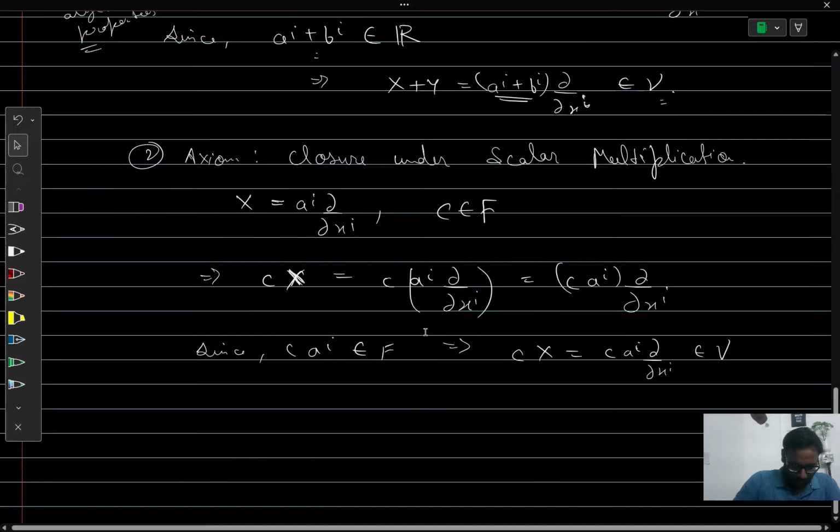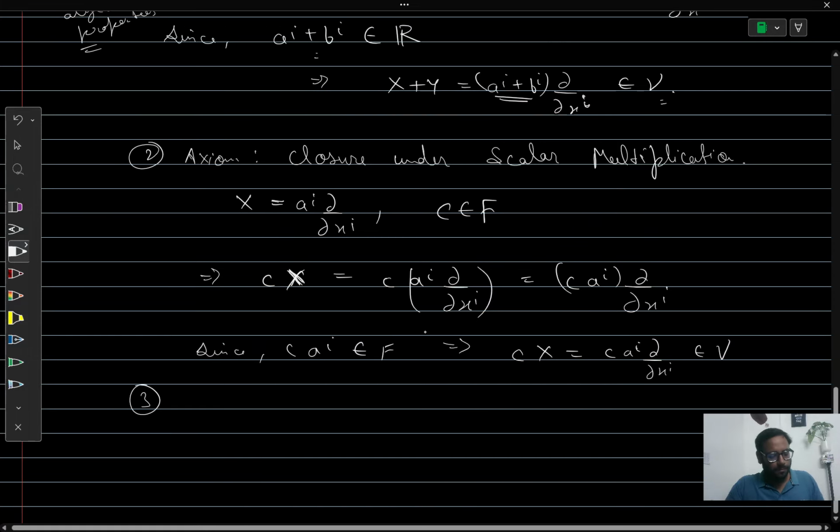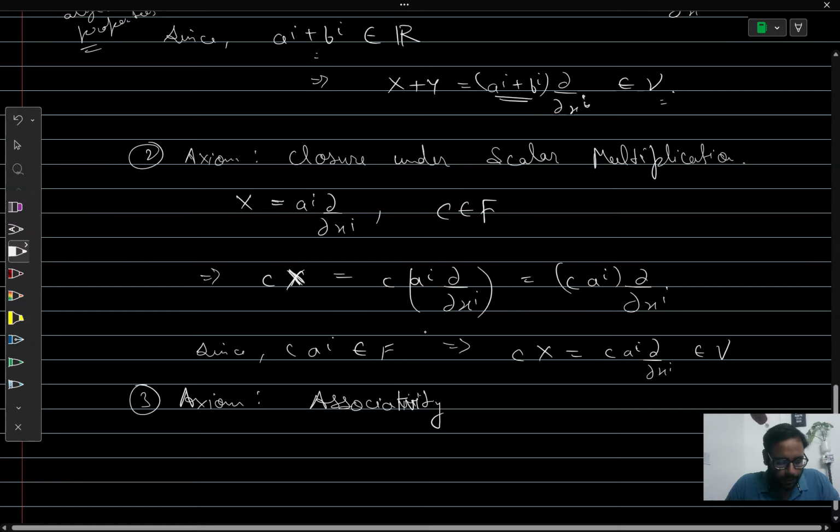Let's try to prove the third property. I will not prove all of these properties, but let's do this one. The third axiom: let's do associativity, associativity of vector addition.